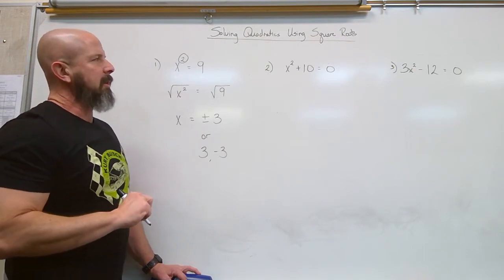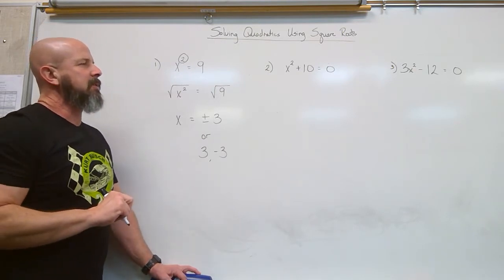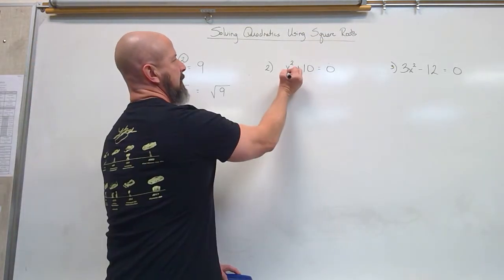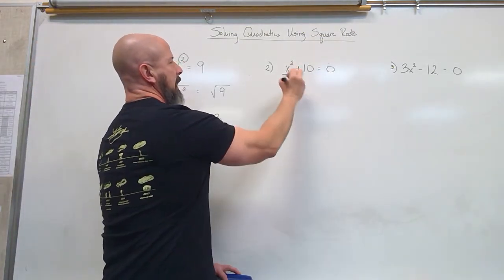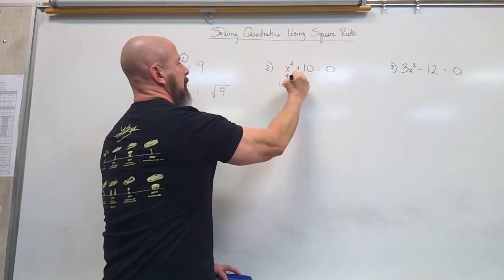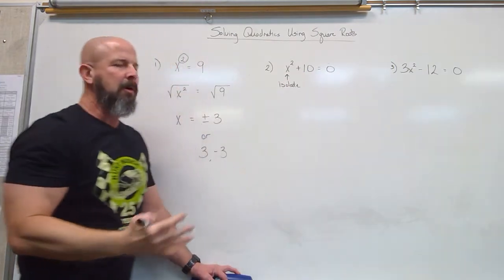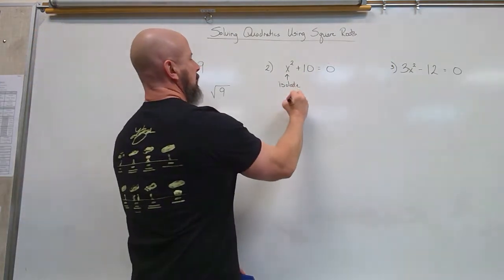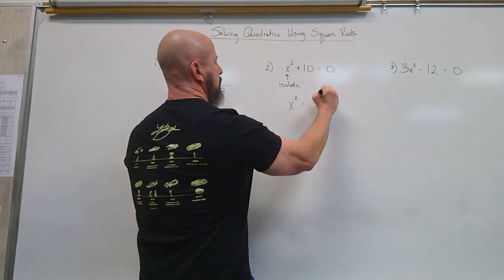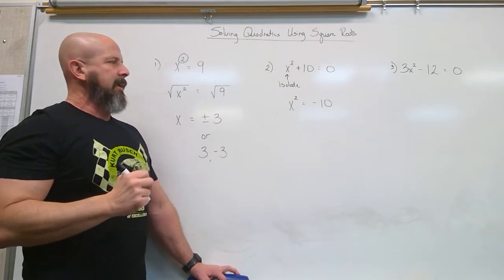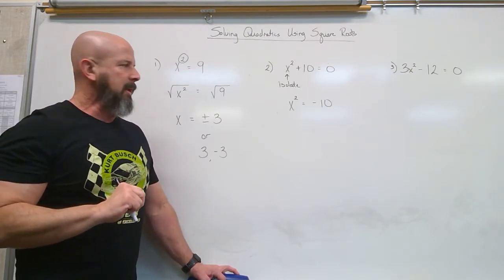Number 2, a little bit different setup. I've got x squared plus 10 is 0. So the main difference here is that this guy's not alone. I need to isolate that x squared. I need it to be alone like it was in number 1. So I'm going to move that 10 over, so I'd have x squared equals negative 10. Now it's alone, and I can look at taking that square root.